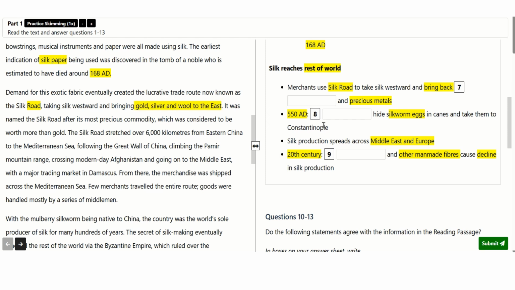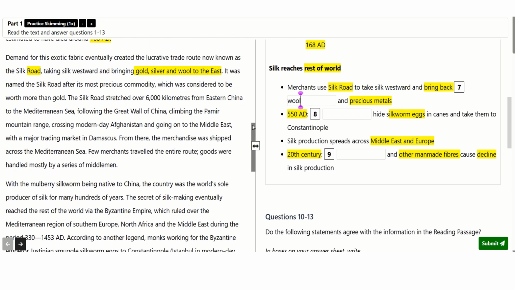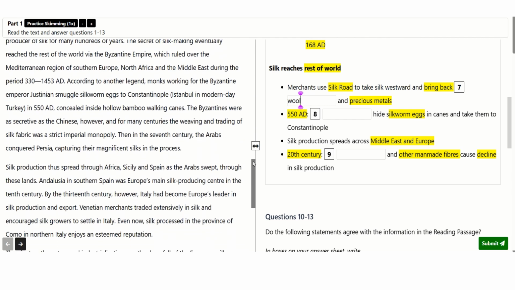But we have one word only. What to write? If we see bring back dash and precious metal, so gold and silver both are metals. It is metals, S, right? Plural. So these are metals. What is the third option? Wool. That's how you choose your answer. Okay, now 550 AD. Where is 550 AD? Do we see somewhere? Yeah, we can just skip it.